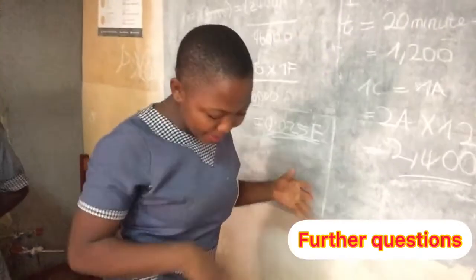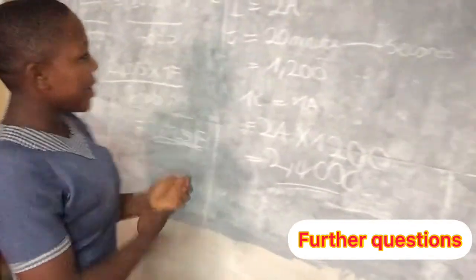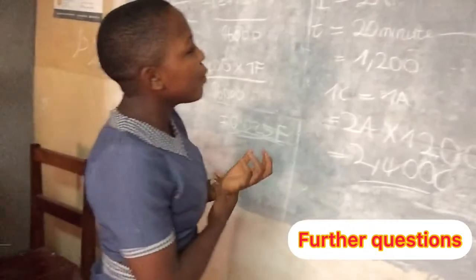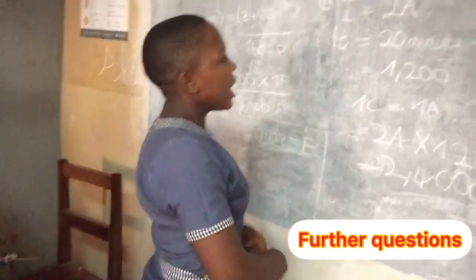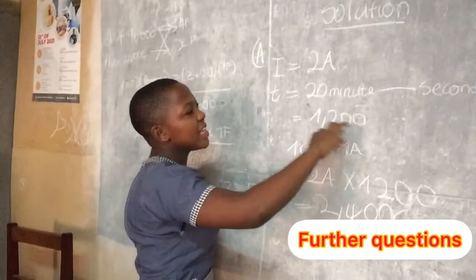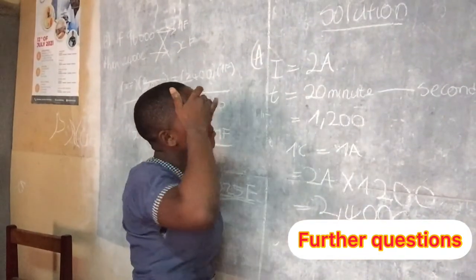Look for coulombs. So they gave us the amperes. To look for coulombs, they gave us the minutes. So it's 20 minutes. To convert it to seconds, we have to take.